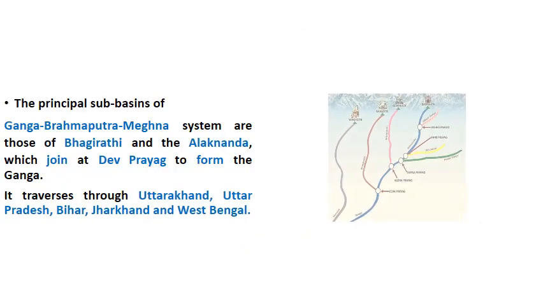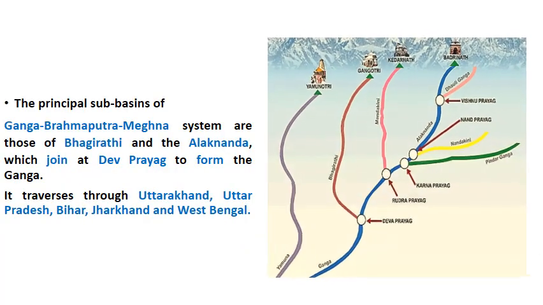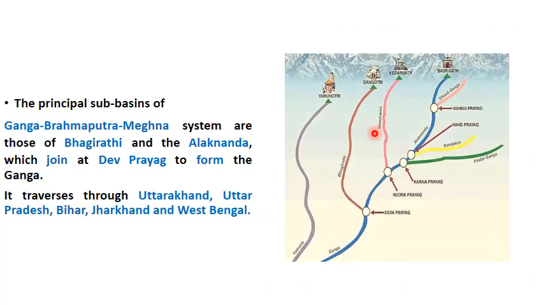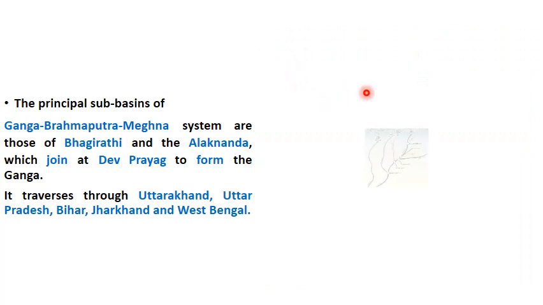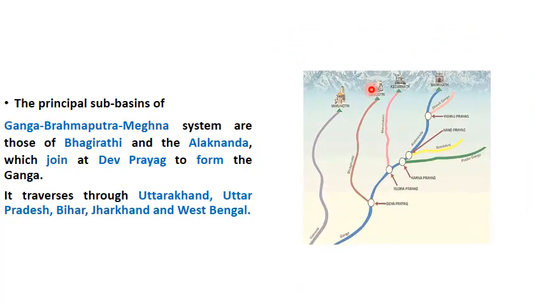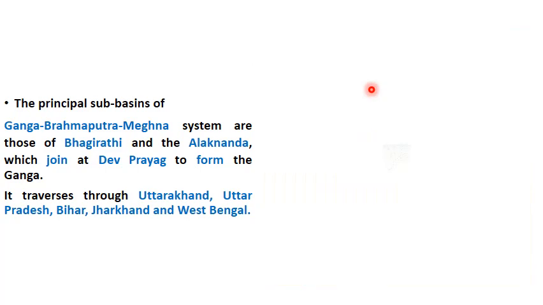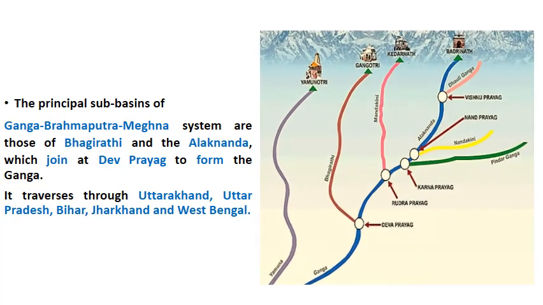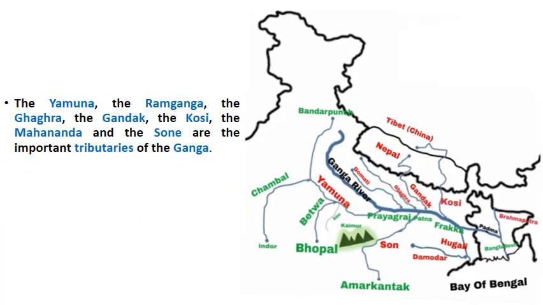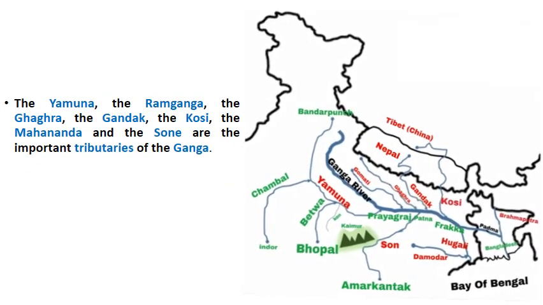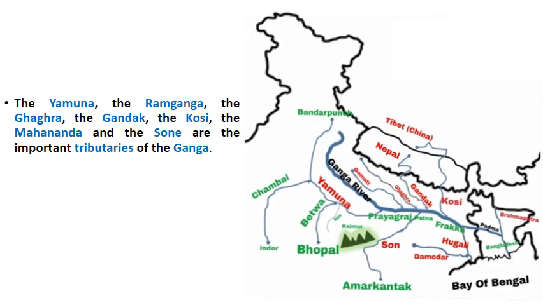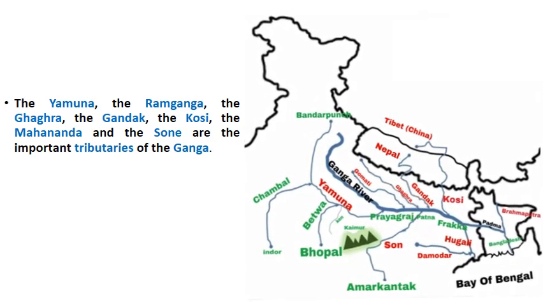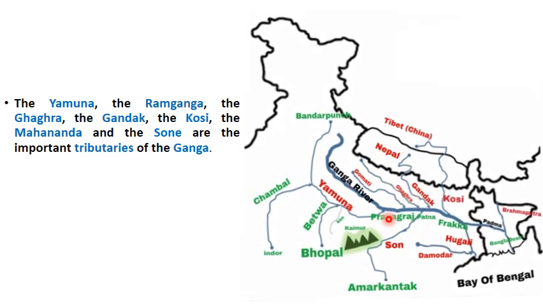The principal sub-basins of the Ganga-Brahmaputra-Meghna system are those of the Bhagirathi and the Alaknanda, which join at Devprayag to form the Ganga. It traverses through Uttarakhand, Uttar Pradesh, Bihar, Jharkhand, and West Bengal. The Yamuna, the Ramganga, the Ghagra, the Gandak, the Kosi, the Mahananda, and the Son are the important tributaries of Ganga.